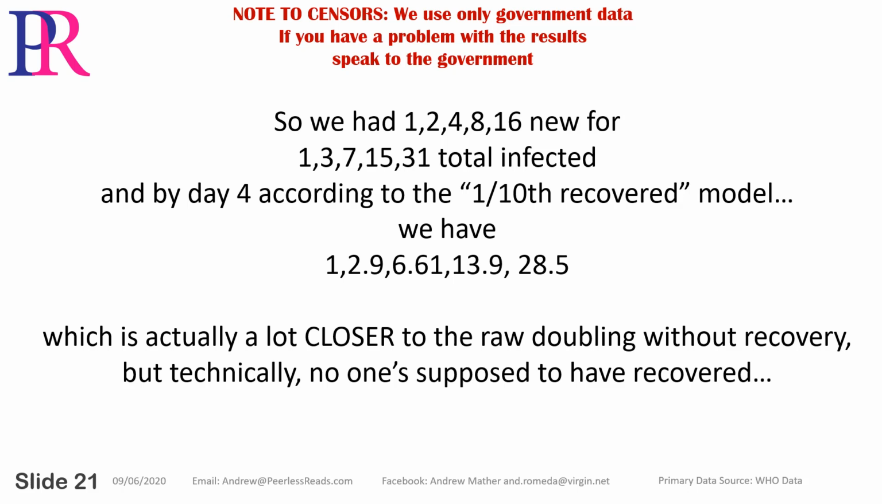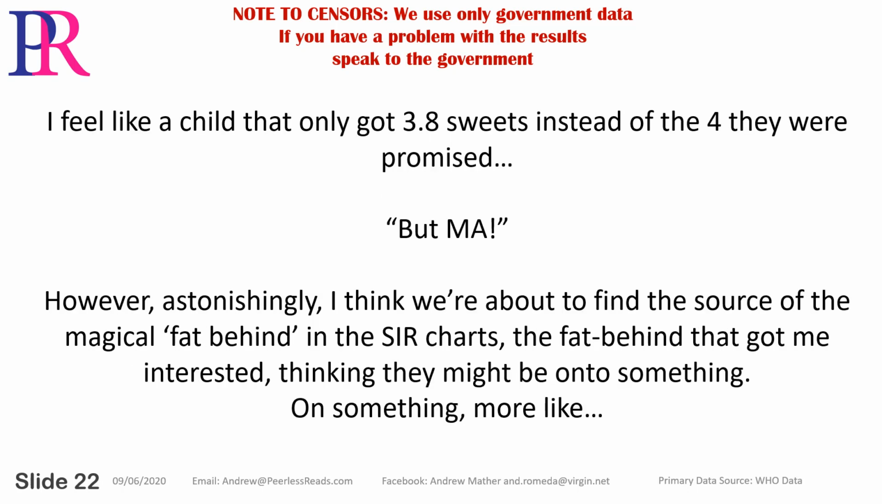So we had 1, 2, 4, 8, 16 new for 1, 3, 7, 15, 31 total infected, and by day 4, according to the 1/10 recovered model, we have 1, 2.9, 6.61, 13.9, 28.5, which is actually a lot closer to the raw doubling without recovery, but technically no one's supposed to have recovered. I feel like a child that only got 3.8 sweets instead of the 4 they were promised. However, astonishingly, I think we're about to find the source of the magical fat behind in the SEIR charts, the fat behind that got me interested, thinking they might be onto something. Or on something, more like.